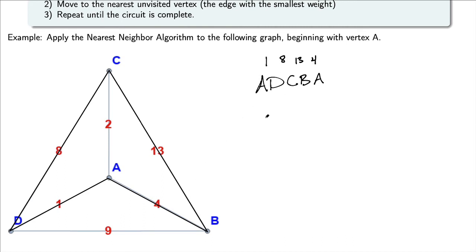Now to get the actual weight of this Hamiltonian circuit, we just add these together. So 1 plus 8 is 9, 9 plus 13 is 22, and 22 plus 4 is 26. So we found a Hamiltonian circuit of weight 26. Now, that does not necessarily mean that that was the smallest circuit, okay? There is a better one, actually. But the nearest neighbor algorithm does not produce the optimal circuit.